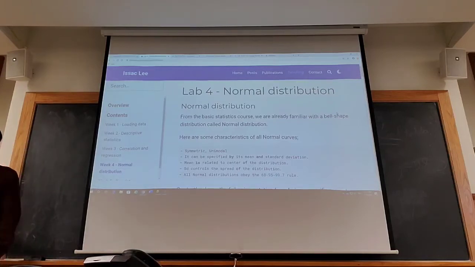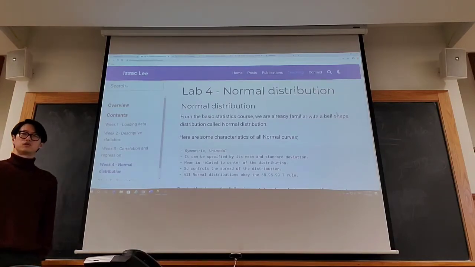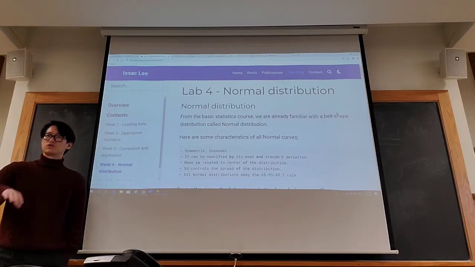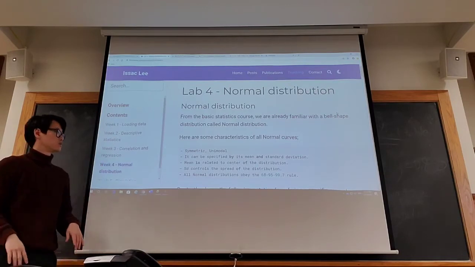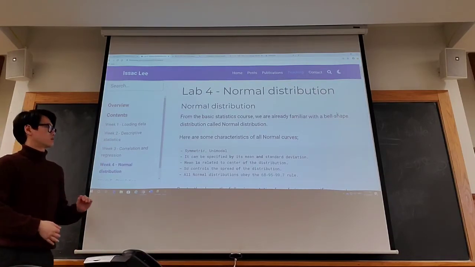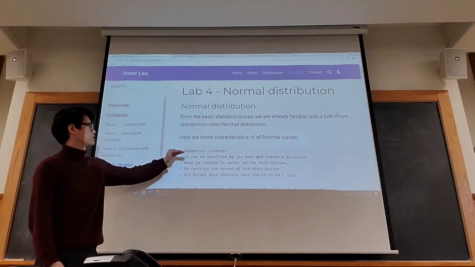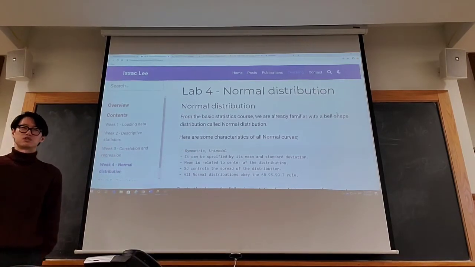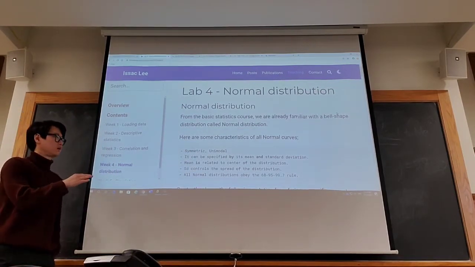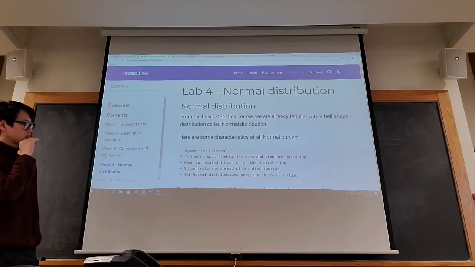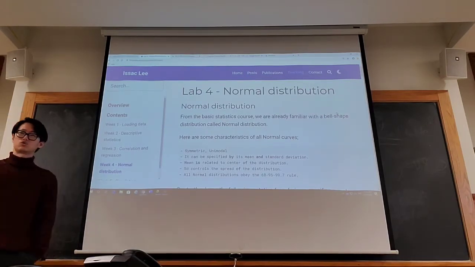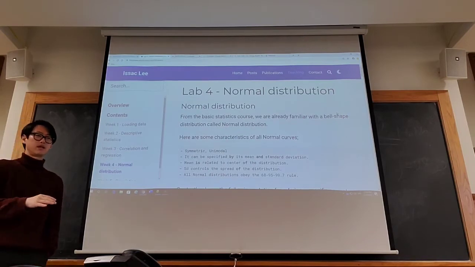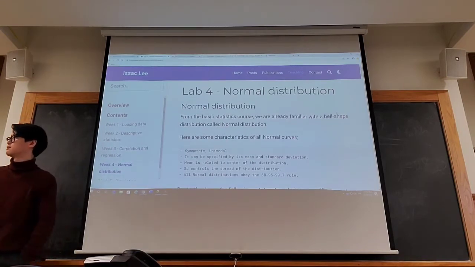So let me just start with the normal distribution. When we say normal distribution, we know that it's a beautiful bell shape, and it has only one peak, where there are no two peaks. So in statistical terms, we say it's a symmetrical distribution, and it's unimodal. And then the normal distribution can be specified by two things. One is the mean, and the other one is the standard deviation.